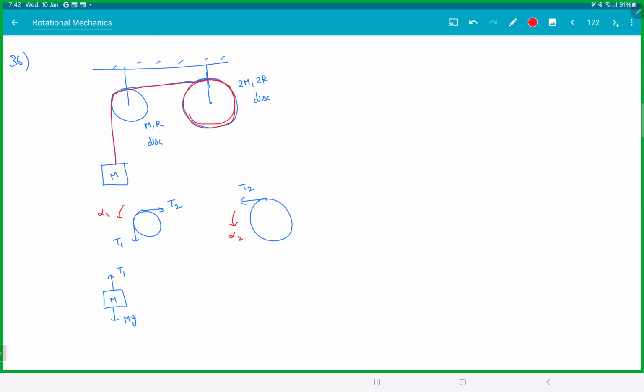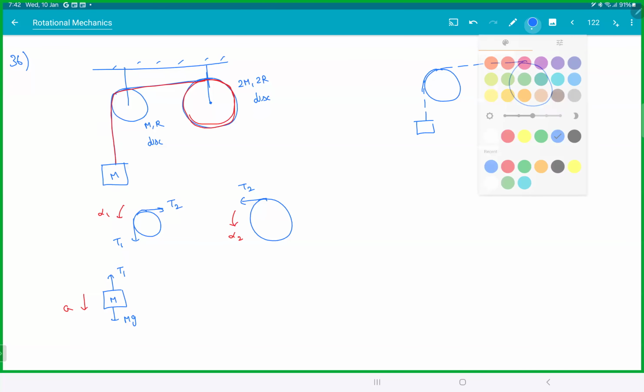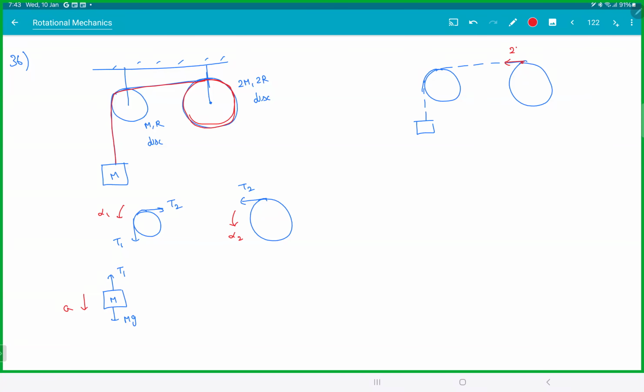Both will not have the same alpha. Radius is not same, mass is not same. And this is acceleration. Then, if you look at the no slipping condition, they're connected like this. That means this point's acceleration will be 2R alpha 2. This point's acceleration is R alpha 1. And this point's acceleration is a. So a should be equal to R alpha 1. This should be equal to 2R alpha 2. That is your no slipping condition. The entire string will have same acceleration.